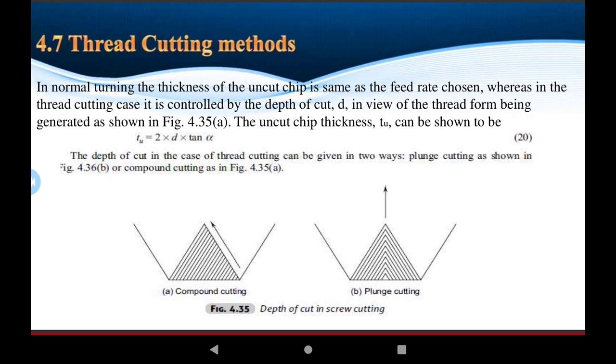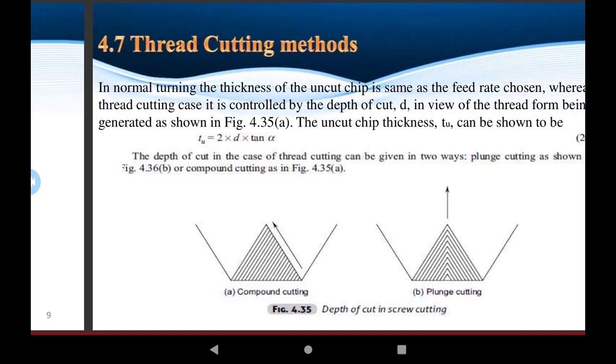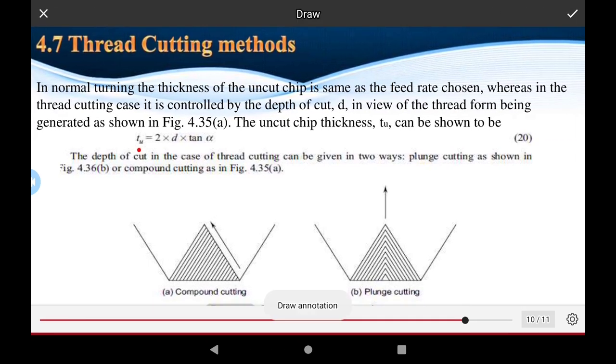What is the 2D? One side is cut and the other side is also cut, so it is 2D into tan alpha. Tan alpha is the thread angle, and D is the depth of cut. This value is given for the standard formula used for uncut chip thickness, and this is the tip of the uncut chip thickness. Consider the value of uncut chip thickness, where one pitch is completed.